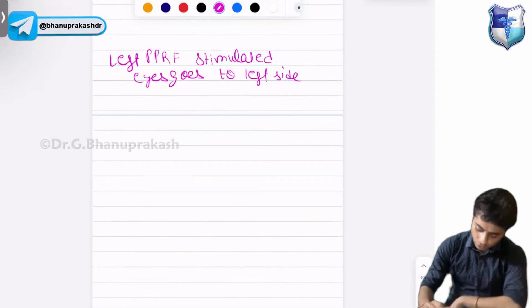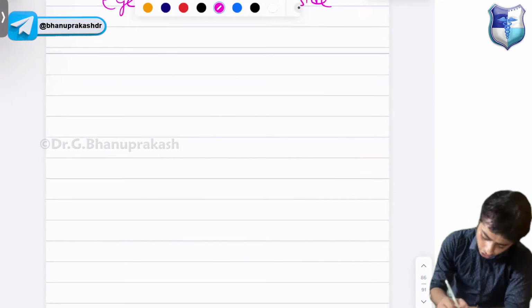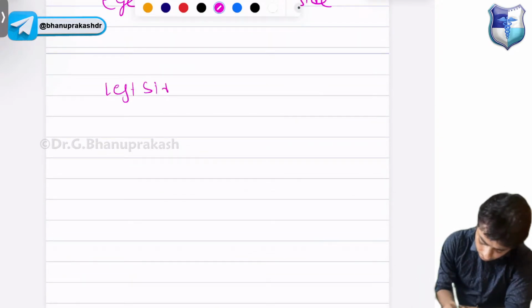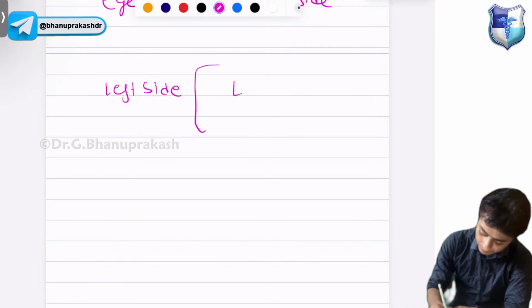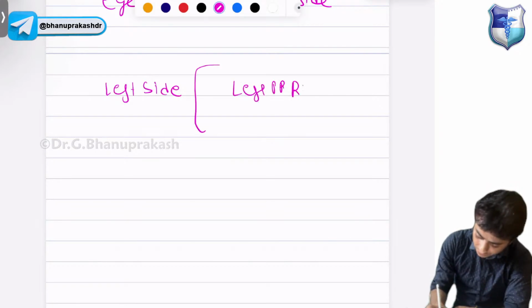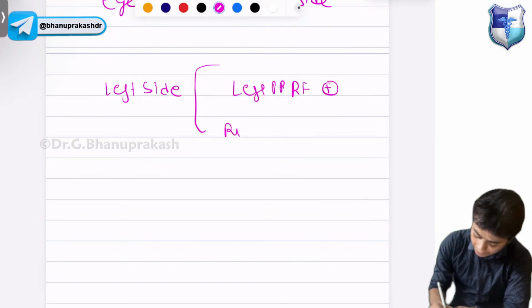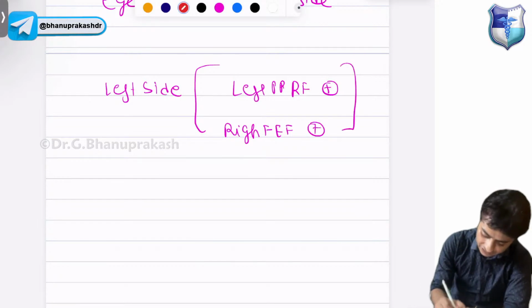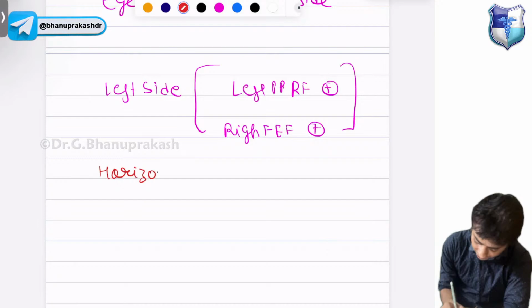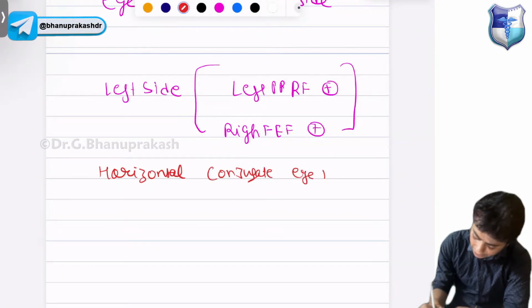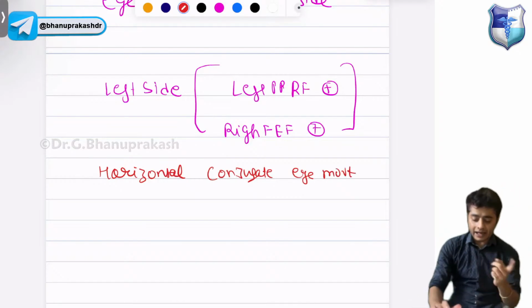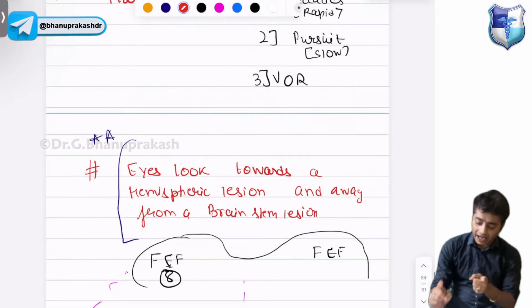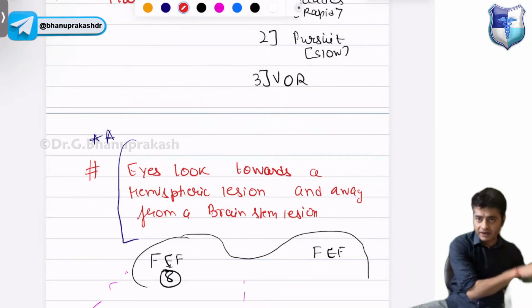Okay. So for looking to left side, either my left PPRF should be stimulated, or my right frontal eye field should be stimulated. These are known as your horizontal conjugate eye movements. ठीक है?